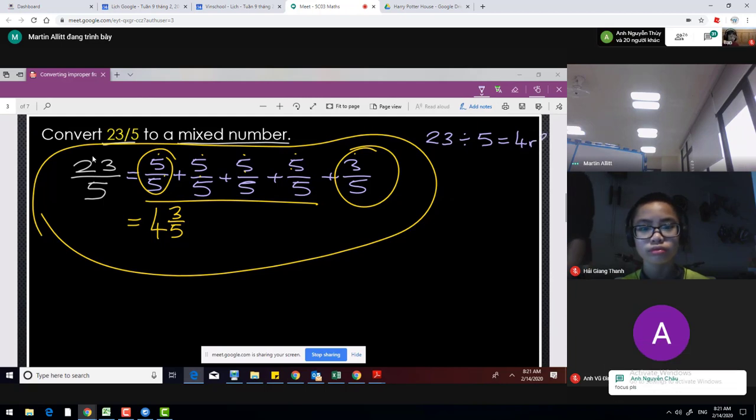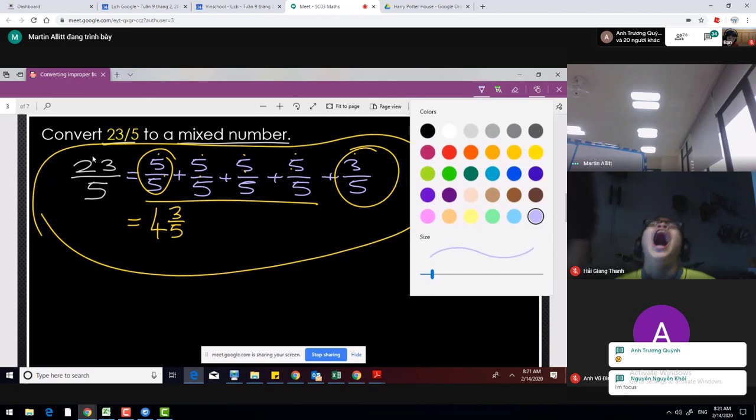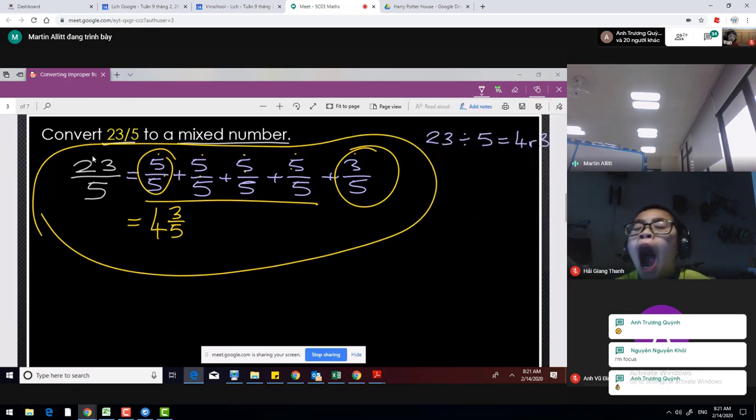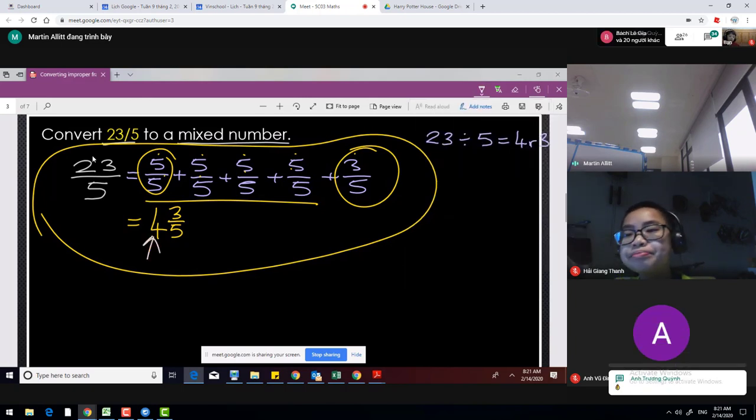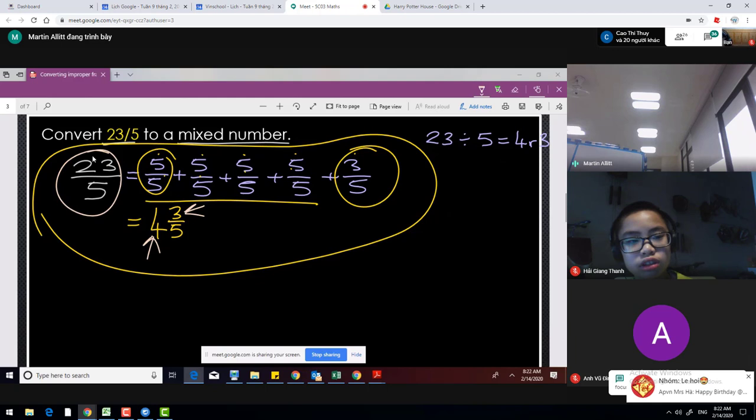4 remainder 3. Okay, interesting. Because here we've got a 4 and here we've got a 3. So essentially what we are doing here is just doing a division to a mixed number. It's the same as what we've done before.